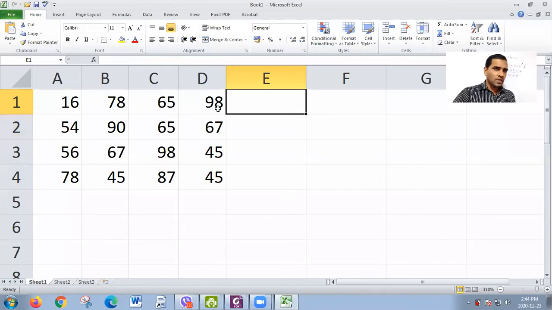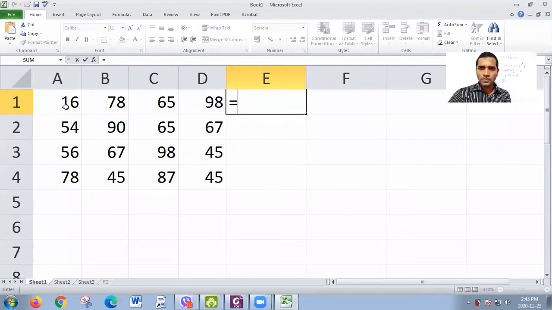Let's add these numbers again. First row numbers and show the answer. So it's equal. Earlier we entered 16, but this time I don't want to enter the number 16 directly, but I just want to enter the cell which has the 16. Have you understood? Earlier we typed 16, so we entered the data directly. But this time I want the cell which has that particular 16, right? So where is that 16? It is in A1. So type A1.